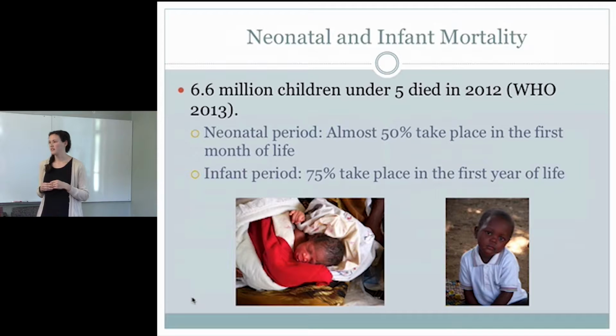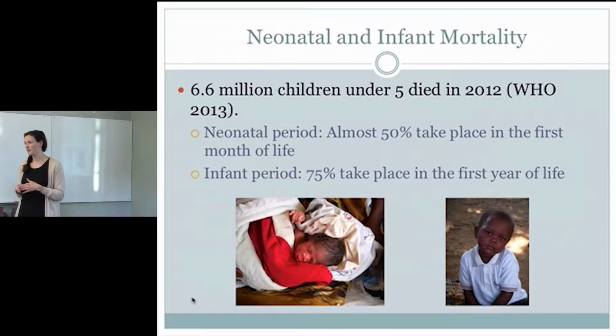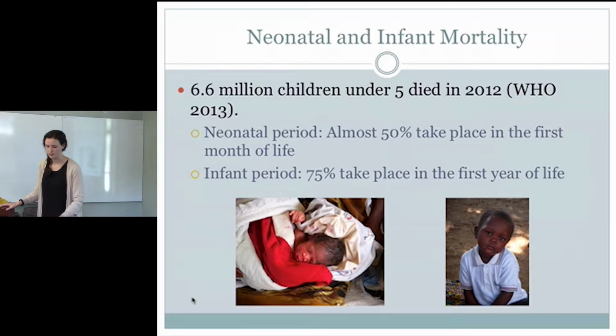My paper focuses on neonatal and infant mortality because it is a very vast proportion of under 5 mortality. Over 50% of deaths take place in the first month of life and 75% in the first year. So in order to reduce under 5 mortality, we have to target these periods. Substantial reductions have to be made in this first month and first year in order to hit any of these goals, regardless of the timetable.